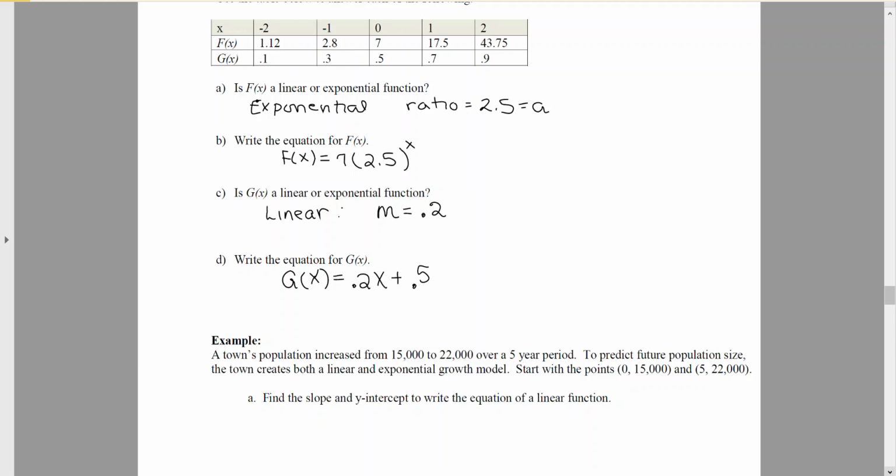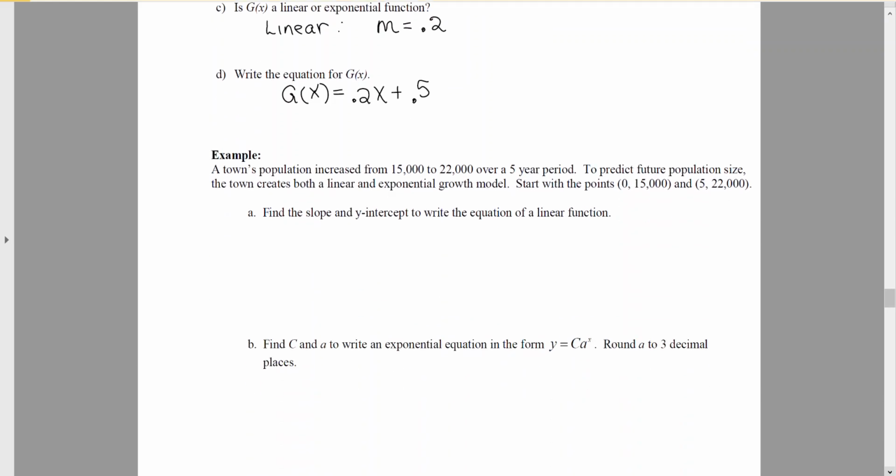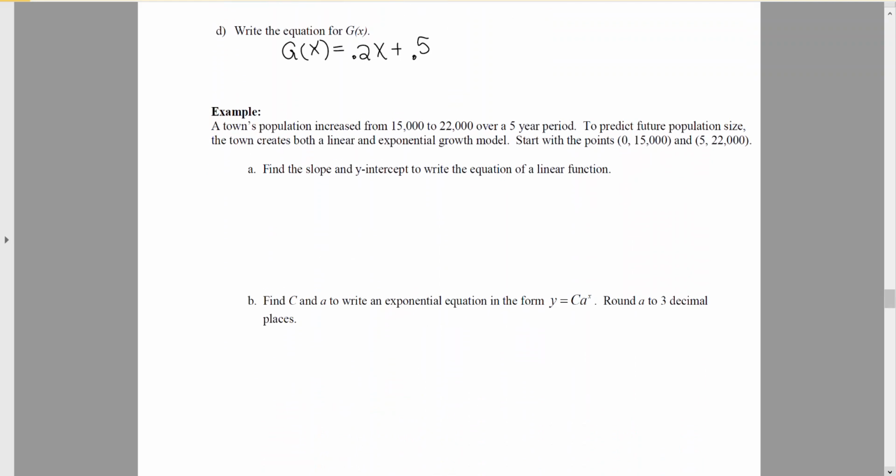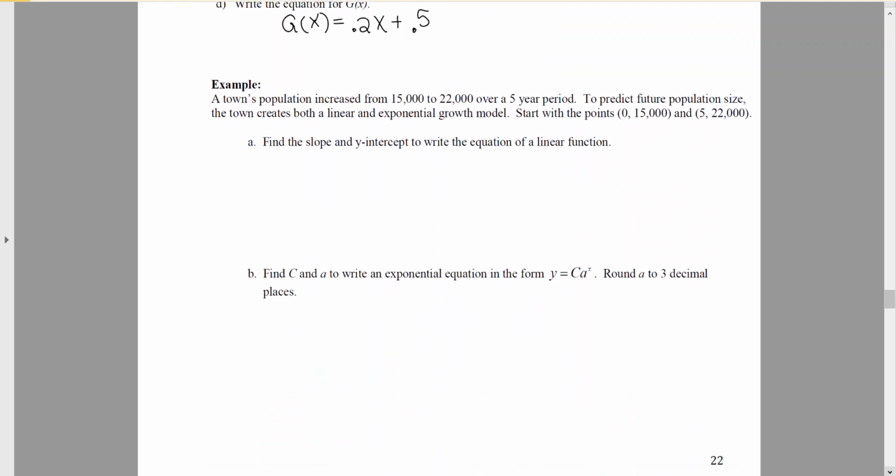For my next problem, we're going to kind of do the same thing. We're going to be given 2 points, and we want to write a linear equation, and then we want to write an exponential equation using those 2 points. So if I'm going to write a linear equation, I need to know the average rate of change, or the slope.